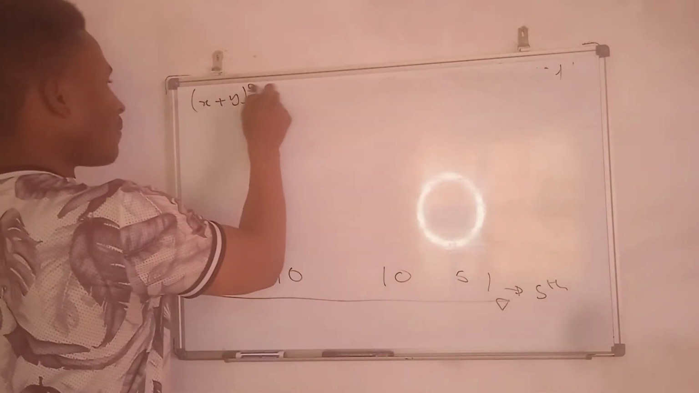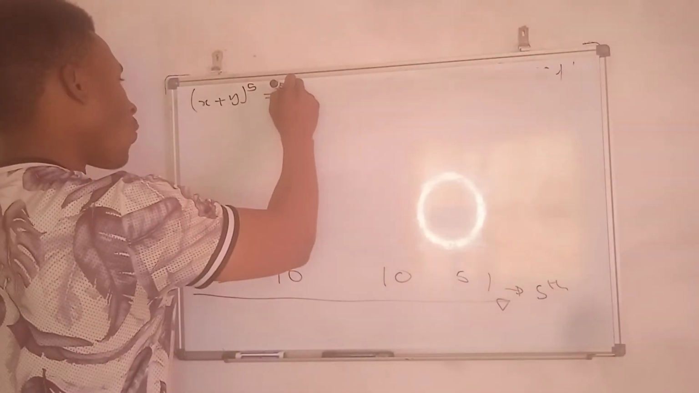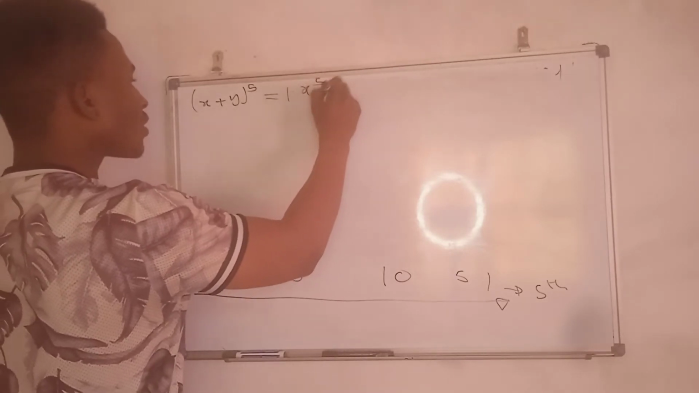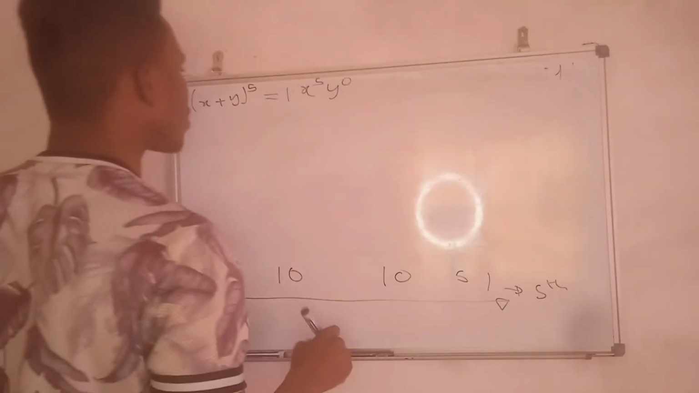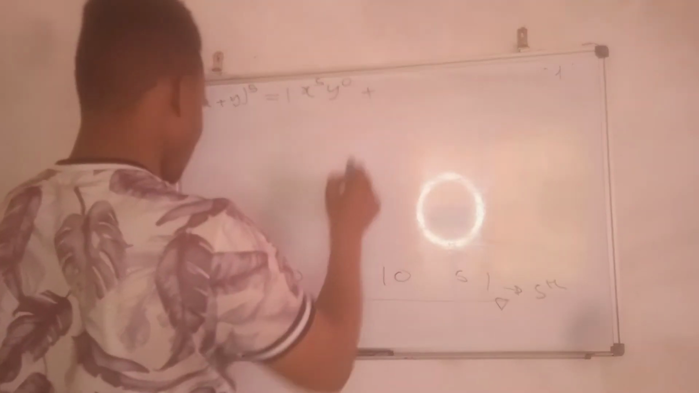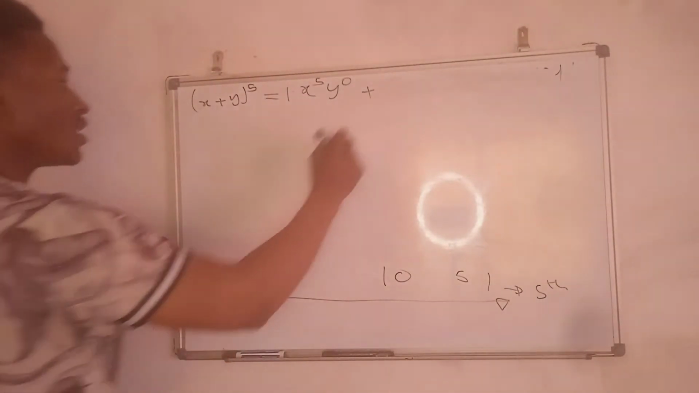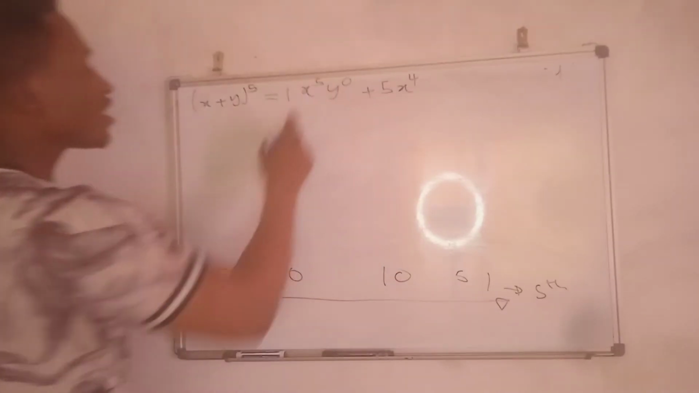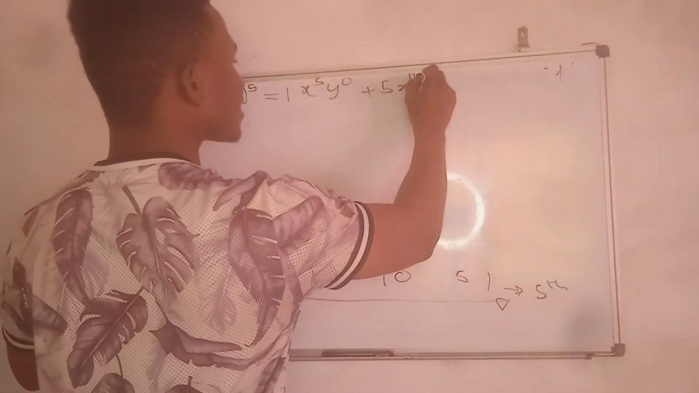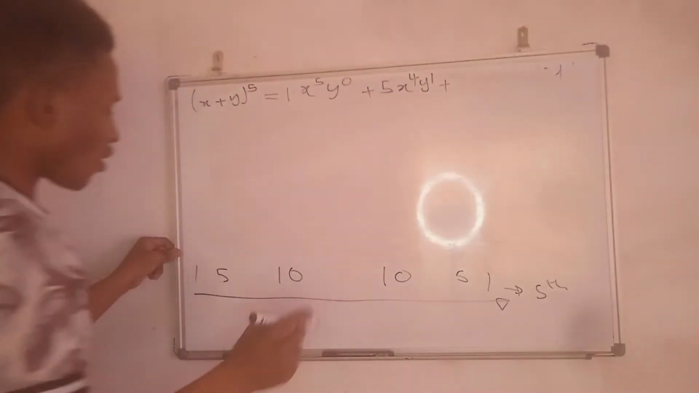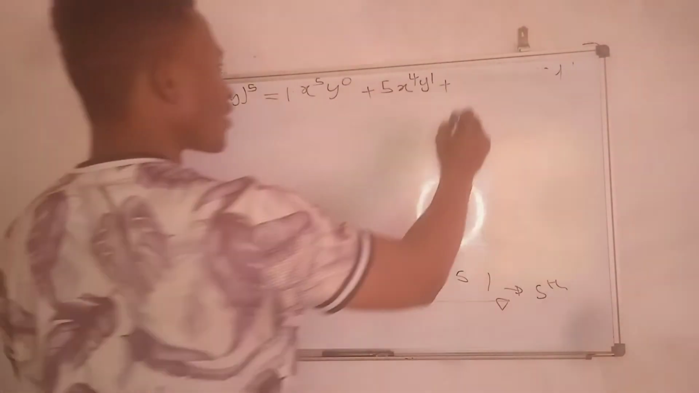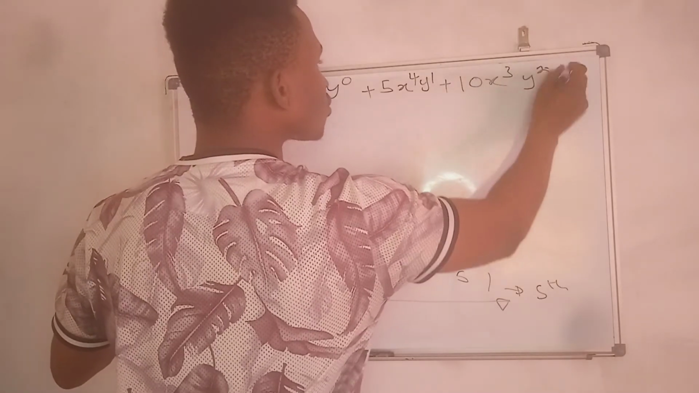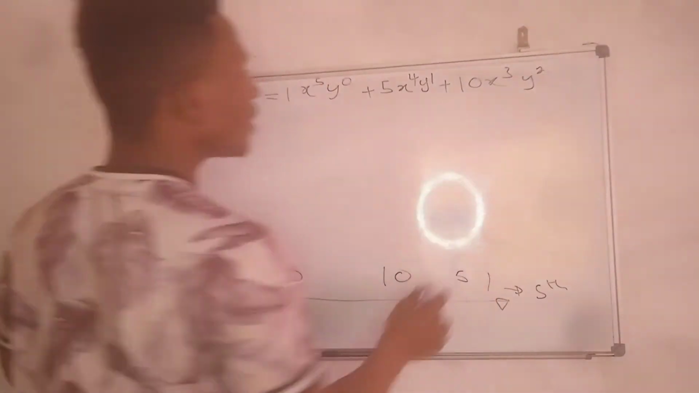So my coefficient will be 1 multiplied by x. Initially x is to the power 5, and y is to the power 0. This is what you should not forget. Plus, my coefficient is 5, so it's going to be 5x to the power 4. It decreases by 1, and y is increasing by 1. My next coefficient is 10, so it's going to be 10x to the power 3, y to the power 2.